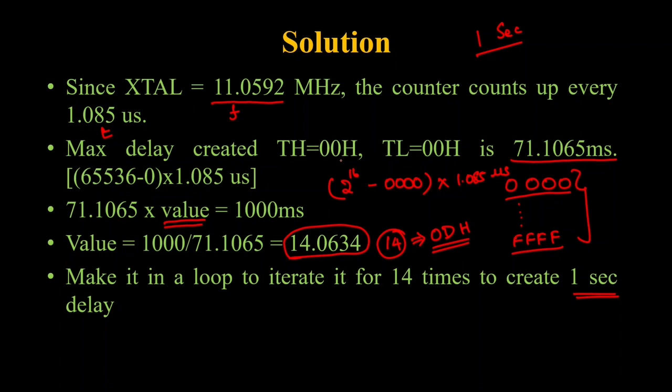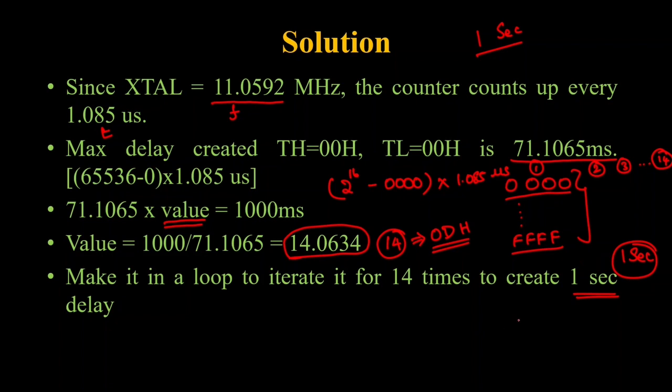So we have to make this TH TL to be 0, 0. And after that, this count has to happen again and again, 0 to FF. This is 1, and after that it has to count 2, after the 3, till it reaches its 14th count, so that we are able to create a time duration of 1 second, right?